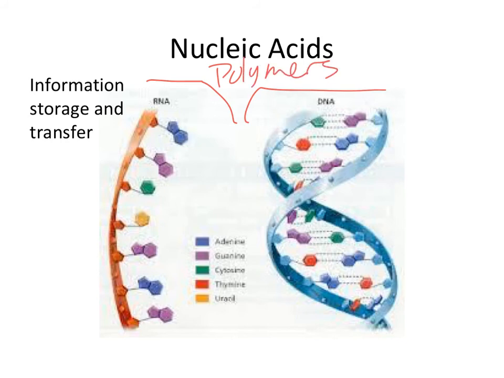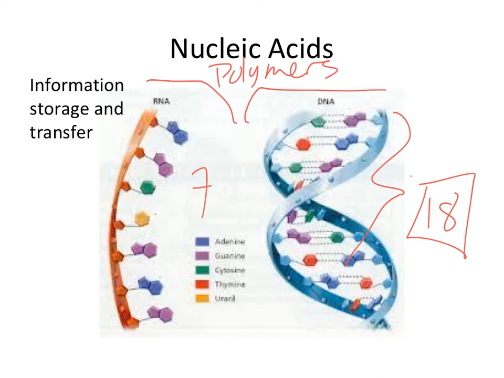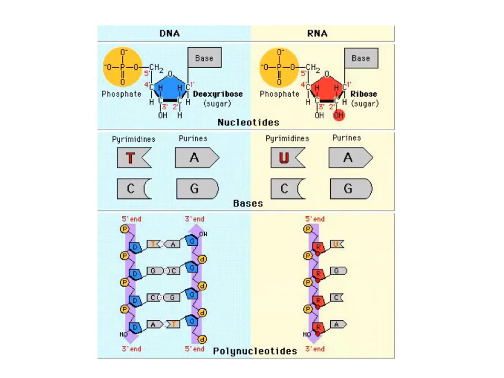This one is made up of 1, 2, 3, 4, 5, 6, 7 monomers. And this one, 1, 2, 3, 4, 5, 6, 7, 8, 9, probably about 18 monomers. So 9 per side, right? So 18 monomers. You should hopefully have some experience looking at the double helix. And what I really want you to get here is this 1 point.